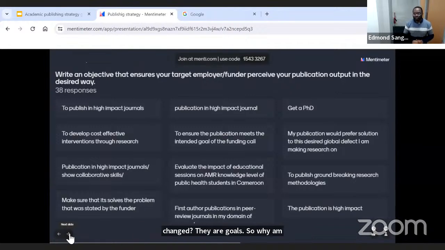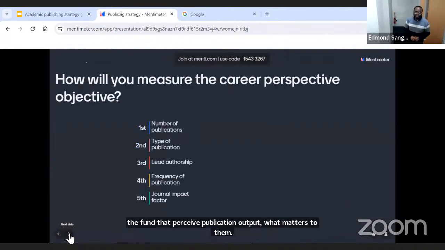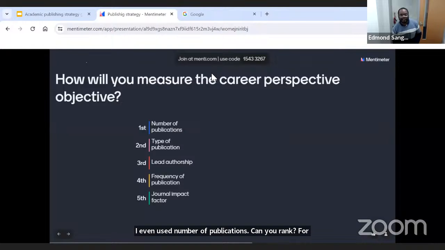So why am I asking all these questions? It's because we need to think about how the employer and the funder perceive publication output, what matters to them. Now, next one, how will you measure the career perspective objective? Let's look at the career perspective objective. How will you measure it? Are you going to use the number of publications? Can you rank for career?